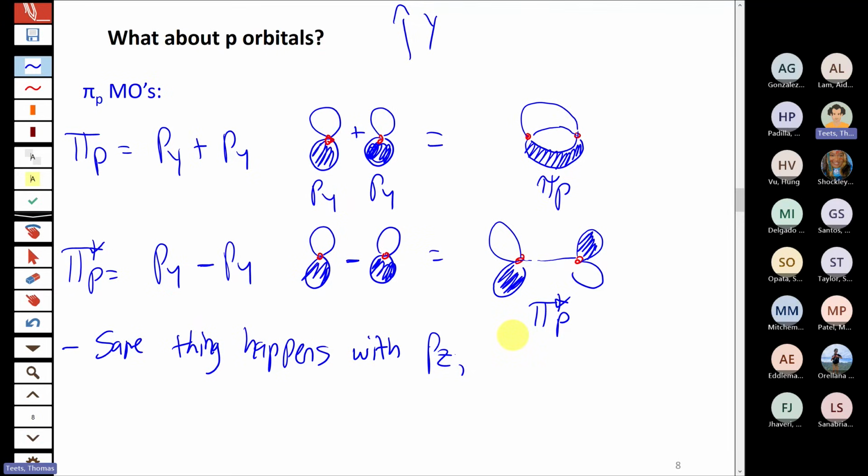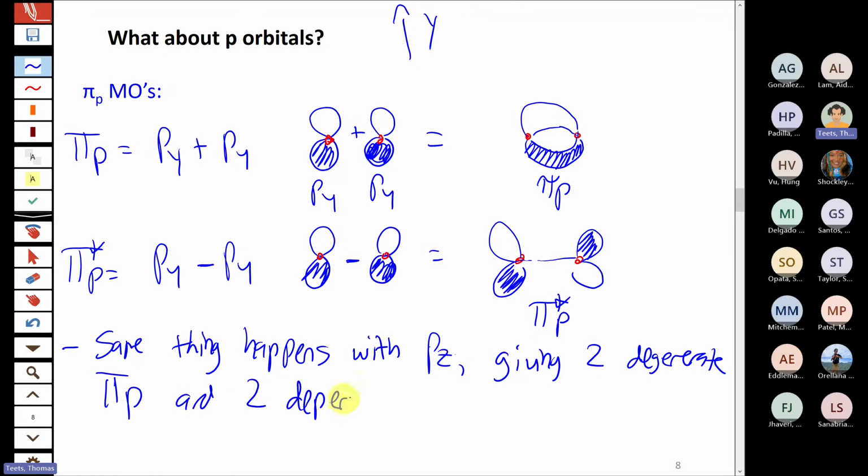And then those two sets of orbitals end up being degenerate with each other, the same energy. So the pi orbitals that form from py are degenerate with the pi orbitals that form from pz. And the pi star orbitals that form from py are degenerate with the pi star orbitals that form from pz. So you get two sets of degenerate orbitals, two bonding orbitals and two antibonding orbitals. So you end up with, in total, two degenerate pi p and two degenerate pi star p molecular orbitals. Spelled degenerate, right?